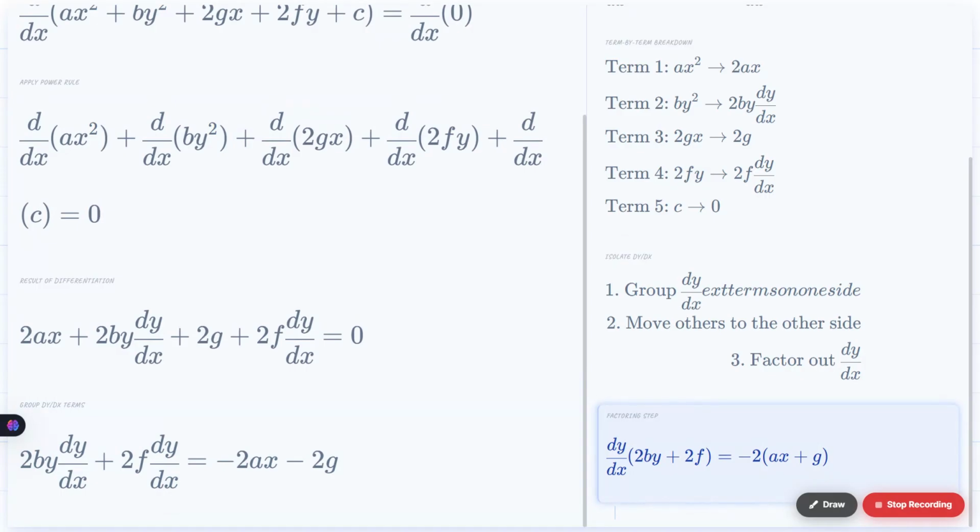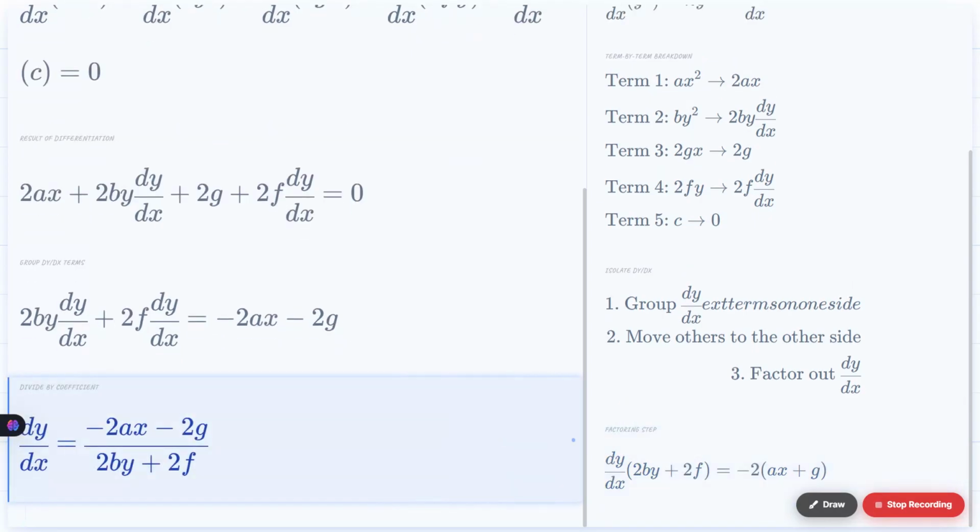We factor out dy/dx from the terms on the left to get dy/dx times the quantity 2y plus 2 equals negative 2 times the quantity x plus 1. We do this to have only one dy/dx. This is the rule for grouping common parts together.